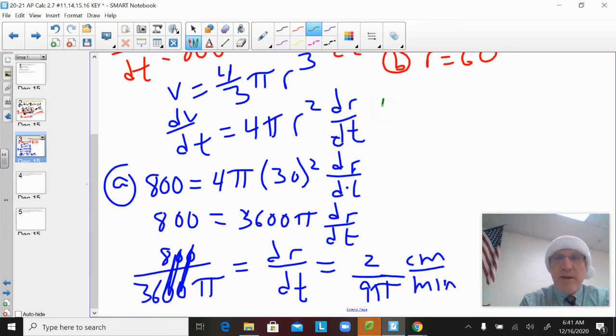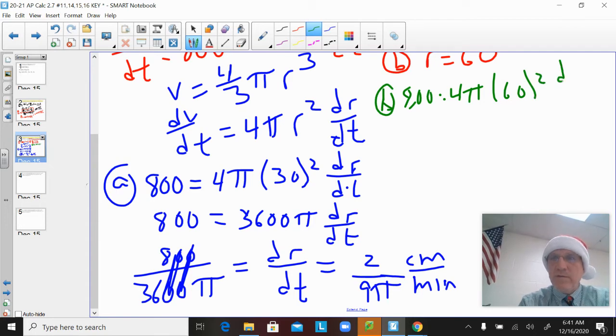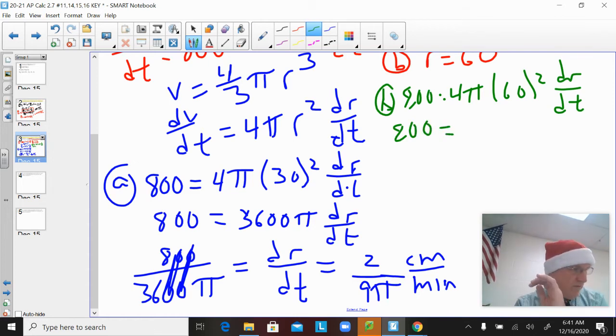And then for part B, the only difference is we're plugging in a different R. So it's still 800. It's still 4 times pi. Instead of 30 squared, it's 60 squared times dr dt. That becomes 800. 36, that turns out to be what, 14? I did this earlier. 14, yeah, 14,400.